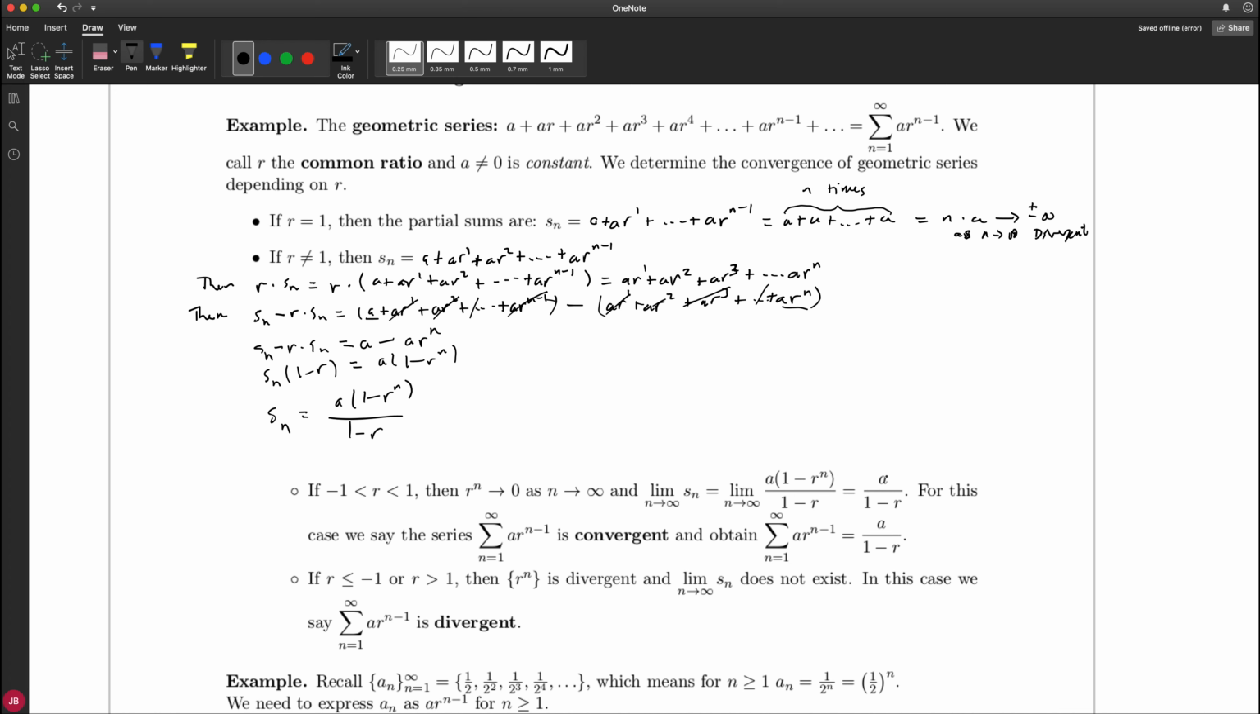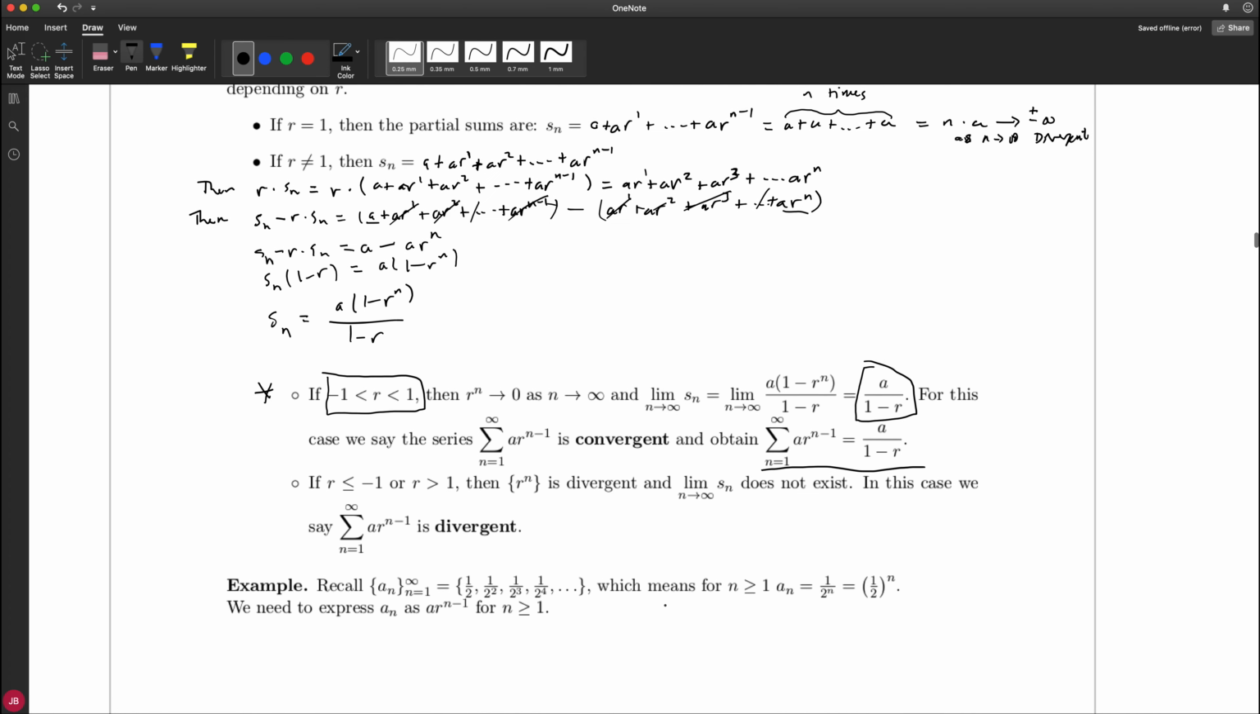over 1 minus r. And so for r strictly between minus 1 and 1, either highlight this or put a big old star next to it or something. For r strictly between minus 1 and 1, this is the sum of the infinite series. And so we actually have it right here, right? a over 1 minus r. So you'll have to commit that to memory, a over 1 minus r. Just try to remember that for a geometric series.